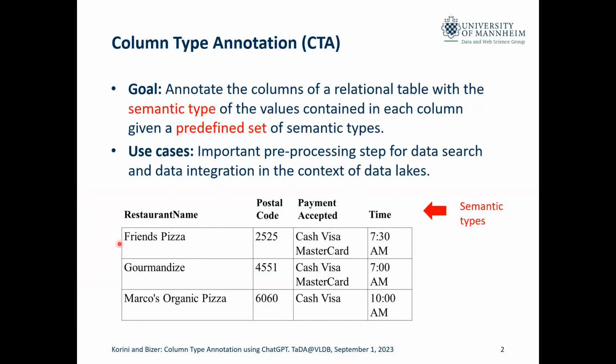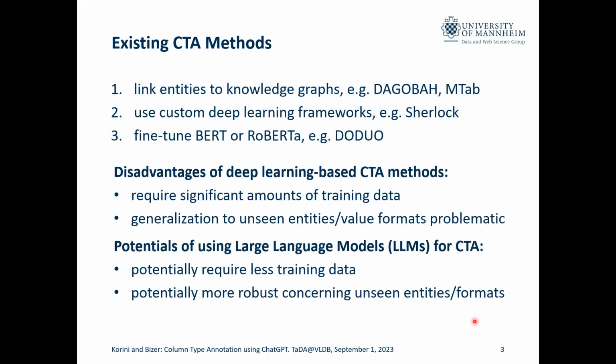For example, by looking at this first column of this table, we can see that the cell values represent the names of some restaurants. Therefore, the semantic type that can be assigned to this column is restaurant name. Usually, this annotation is done using a predefined set of semantic types. It is considered important for data search as well as data integration in the context of data lakes.